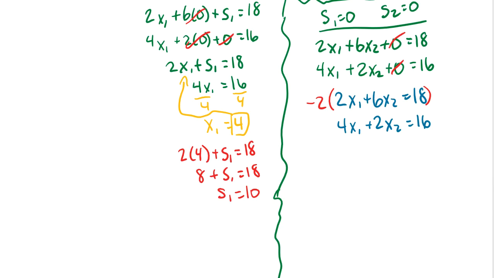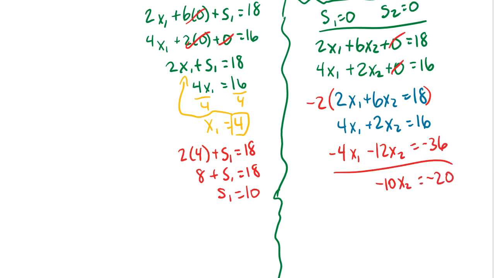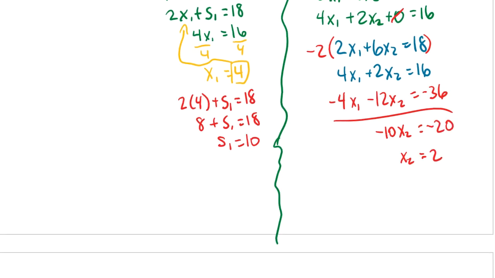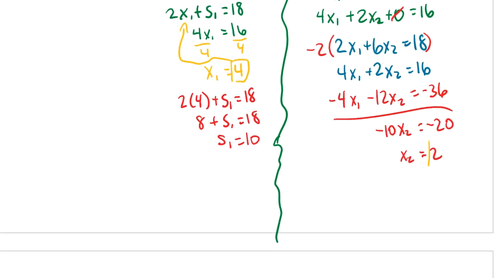So if we multiply that top row by negative 2 though, we'll have negative 4x1 minus 12x2 equals negative 36. We can add them up. If we add them up, we get negative 10x2 equals negative 20. Divide both sides by negative 10 and we get x2 equals 2. Now we're just going to take that and plug it back in for one of the x2s in one of the equations.